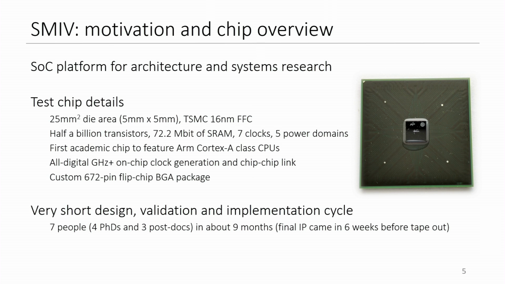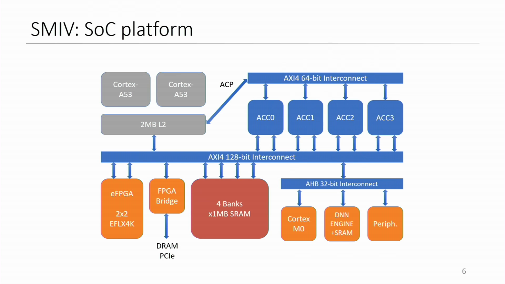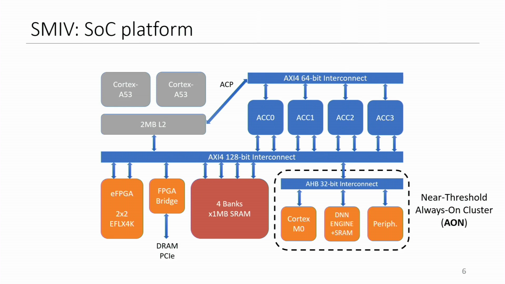And this is an academic chip, so it's done in a very short design, validation, and implementation cycle. Around 7 people worked on this design, including 4 PhDs and 3 postdocs. And the design from start to end was around 9 months, but the majority of the work was actually done in a much shorter timescale. In fact, the last RTL IP came in about 6 months before tape-out. Okay, so this is a simplified block diagram of the architecture. I'll quickly walk you through this design.